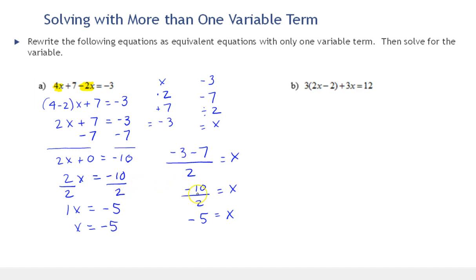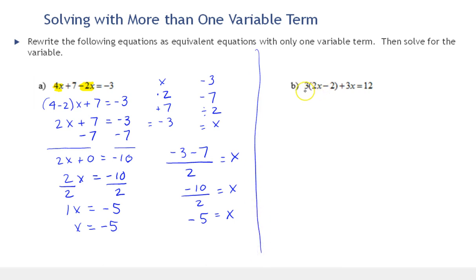Now notice how this applied to our deconstruction process. Okay. We had the negative 10 from the negative 3 minus 7. Then we divided by 2, and our result gave us x, which is negative 5. Okay. Let's look at the next one.